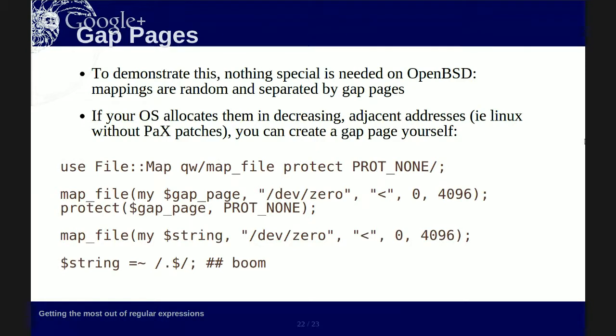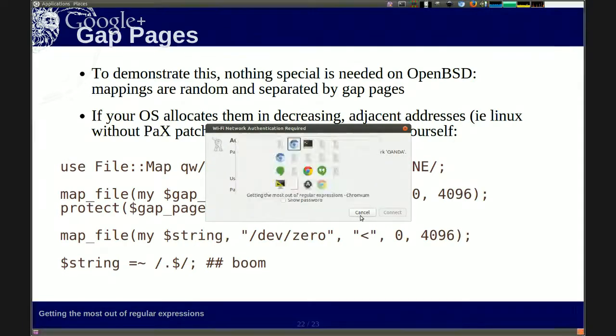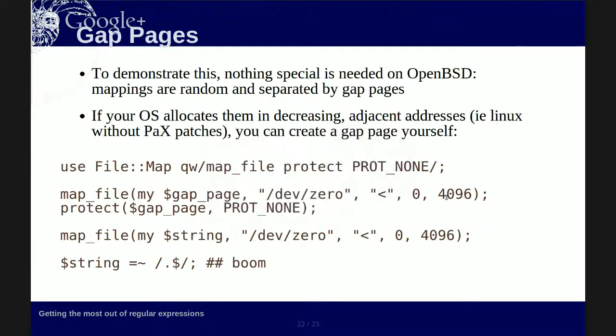Gap pages are essentially 4K that are mapped. You create a 4K mapping, and then you protect it with none, so that if you try to access it, it will throw a segmentation fault, right? Because you've removed read permission, write permission, and execute permission. You can't do anything with this page at all, right?